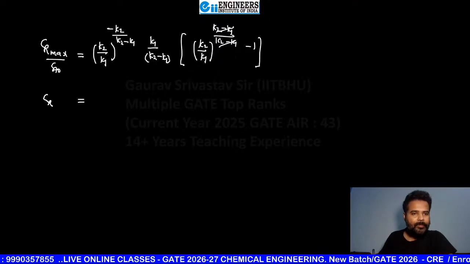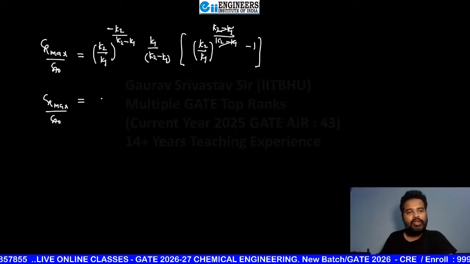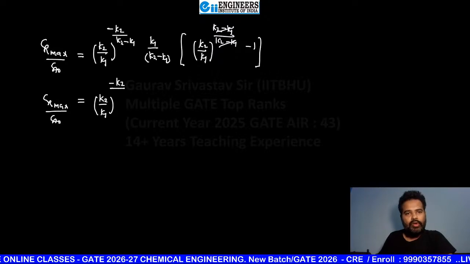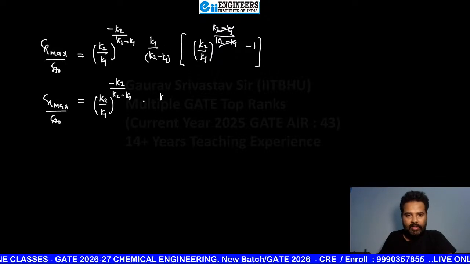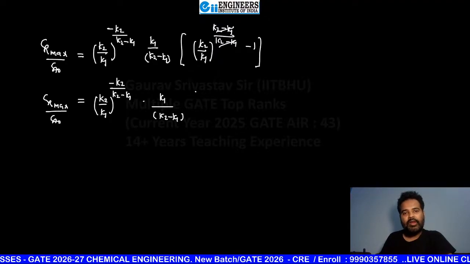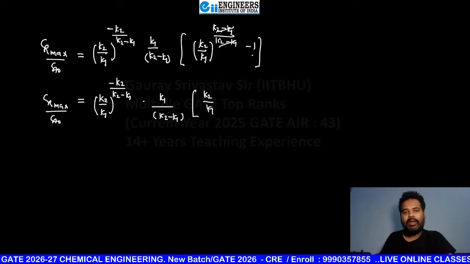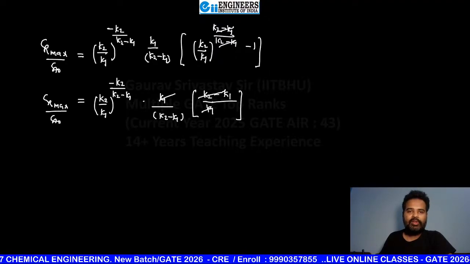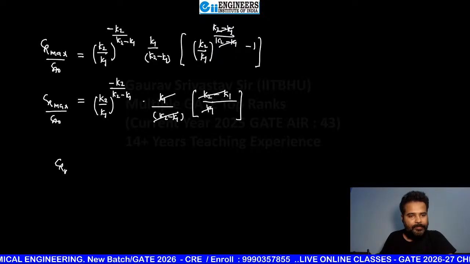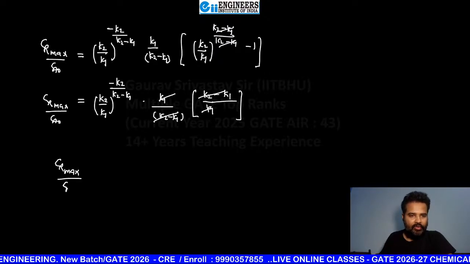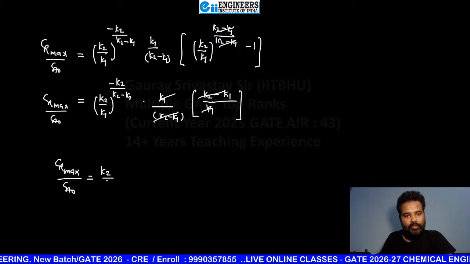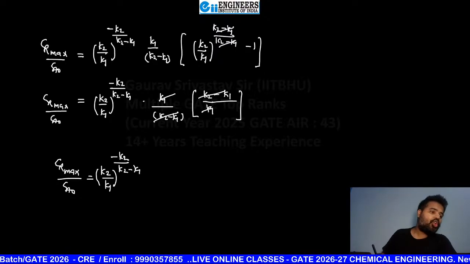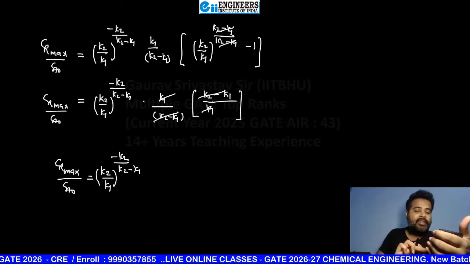Further moving, you can write CR max upon CA naught as this one: K2 by K1 raised to power minus K2 upon K2 minus K1, and here, beta, K1 upon K2 minus K1, and this one can be written as just K2 by K1 minus 1. So take K1 LCM, so it is K2 minus K1 now. K1 cancelled with K1, K2 minus K1 cancelled with K2 minus K1. So finally you can write CR max upon CA naught equals K2 by K1 raised to power minus K2 by K2 minus K1. Okay beta, is it okay to all of you? Very, very easy.